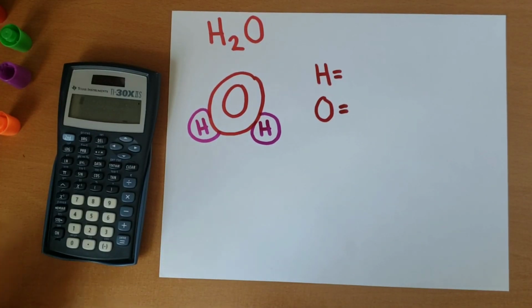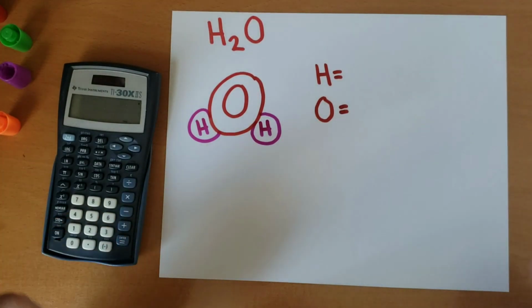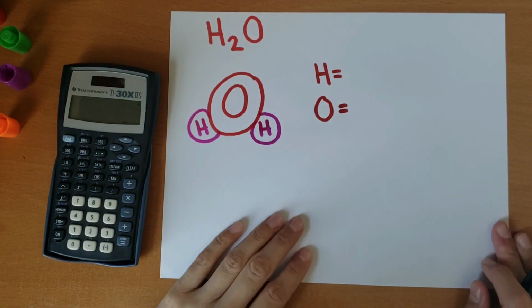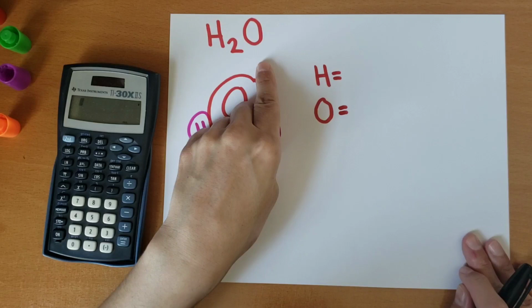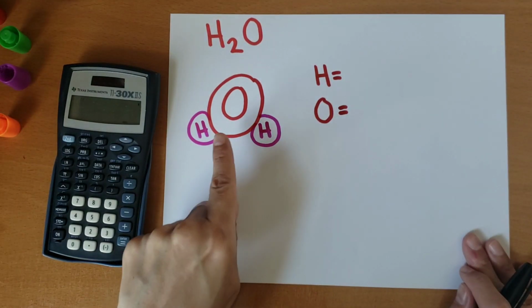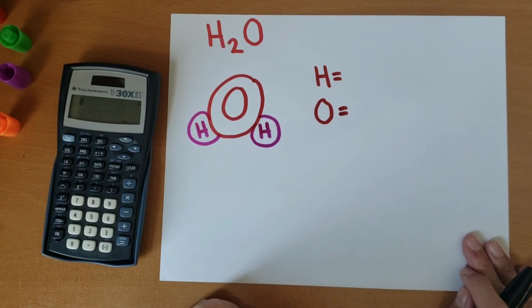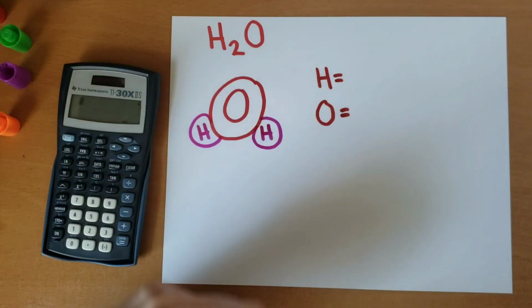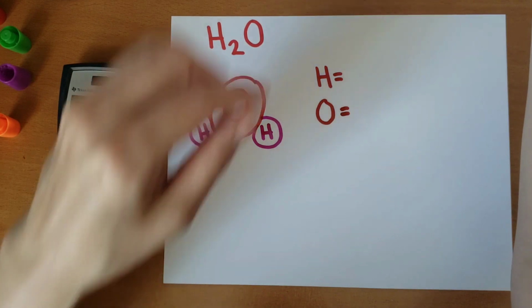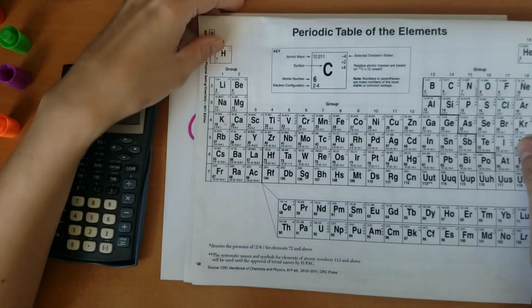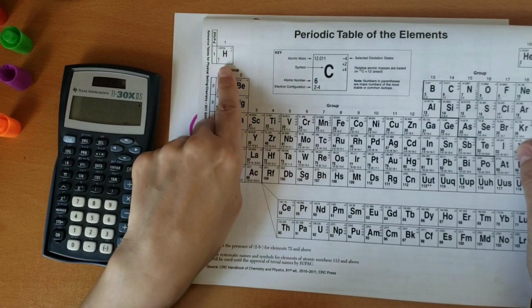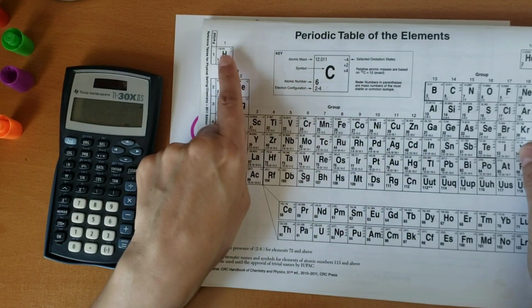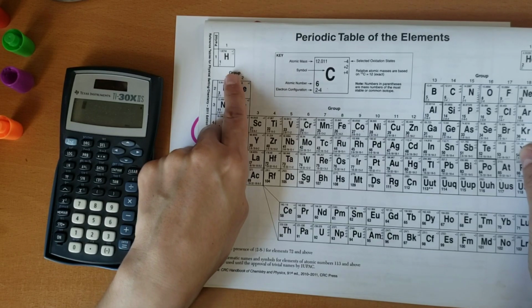Okay, so now I'm going to walk you through how we can calculate the gram formula mass of a compound. The first compound we are going to look at is water. Water is a covalent compound where the valence electrons are shared because both hydrogen and oxygen are nonmetals. That can be a little bit confusing sometimes because when we look at our periodic table, hydrogen falls to the left of this bold staircase. But remember, hydrogen is not a metal.